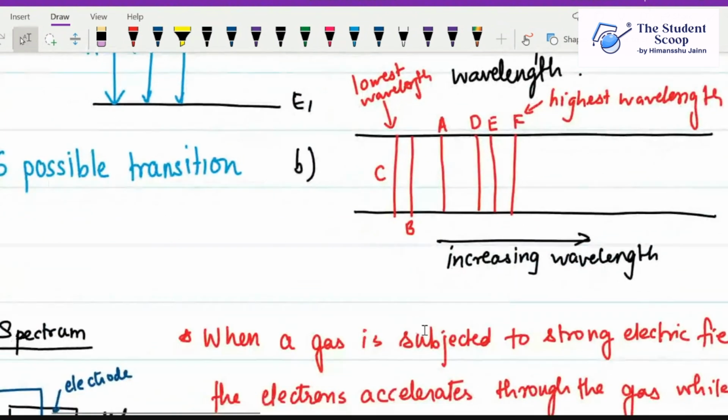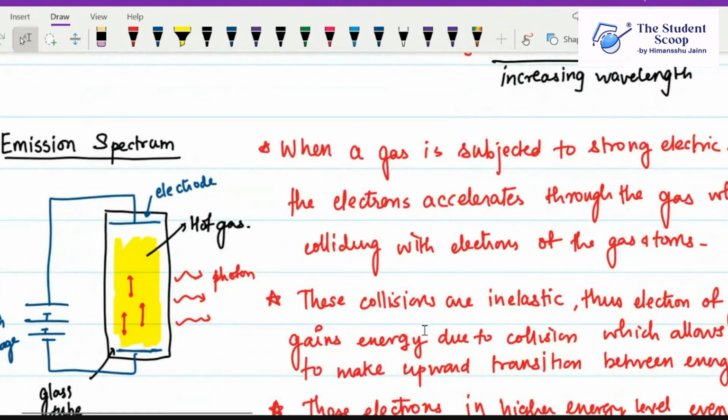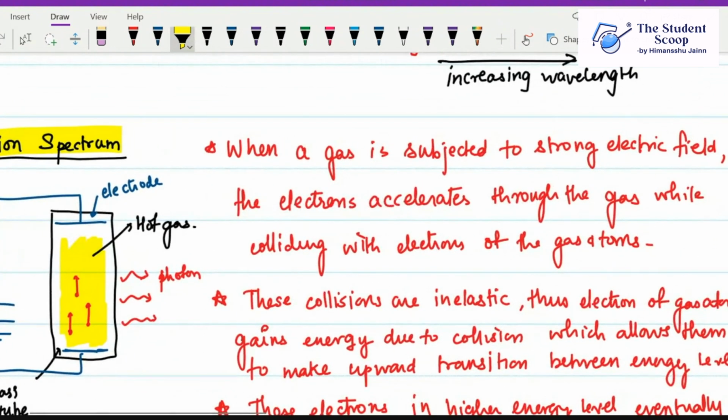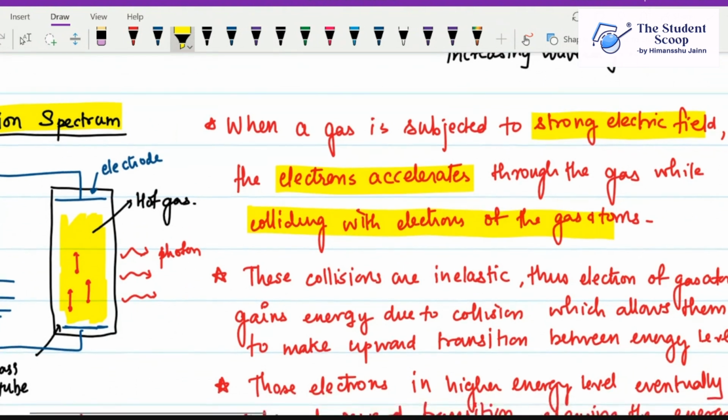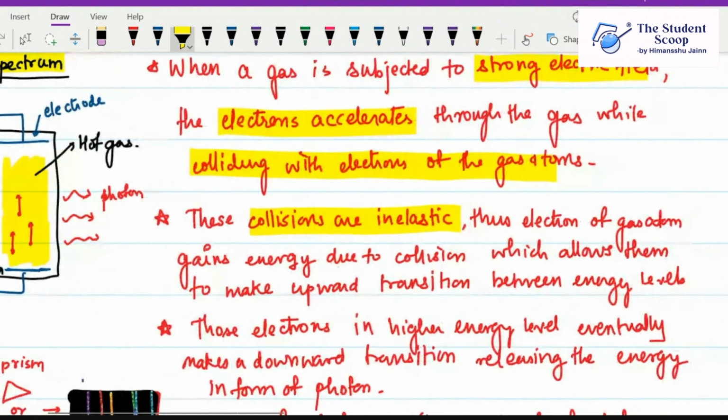Now, what is a spectrum? We will first talk about the emission spectrum. In an emission spectrum, when a gas is subjected to a strong electric field, the electrons accelerate through the gas and collide with the electrons of the gas atoms. Now these collisions are inelastic. That is very important. Because of that, the electrons of the gas atoms will gain some energy and make an upward transition.